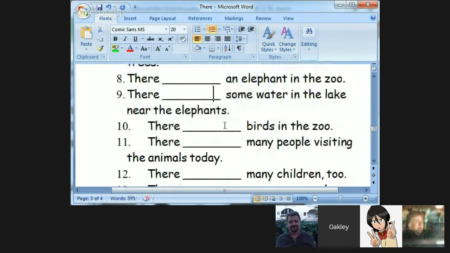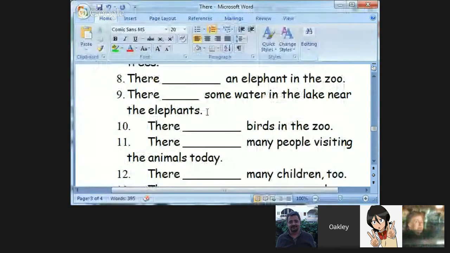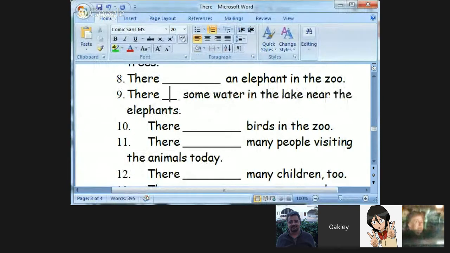Okay. How about this one? That's a little trickier. Ken. Like near the elephant. What is it? I think you know about. Water in this sense is uncountable, non-count. Yeah. That's right. In that case, there is some water in the lake near the elephant. Yeah, okay, there we go.